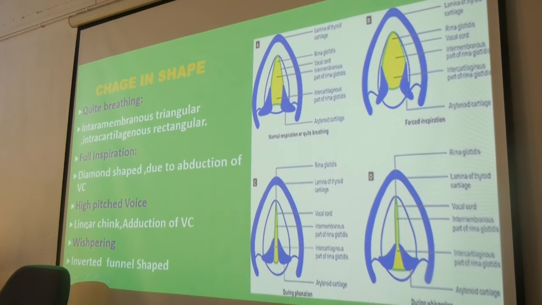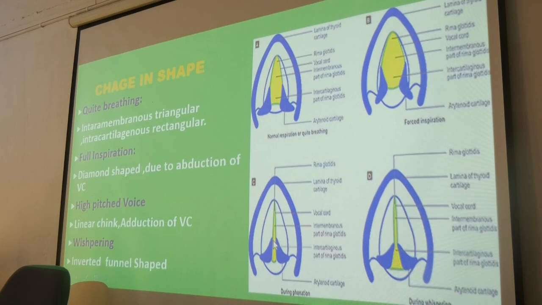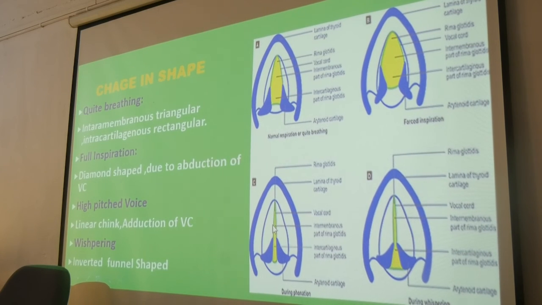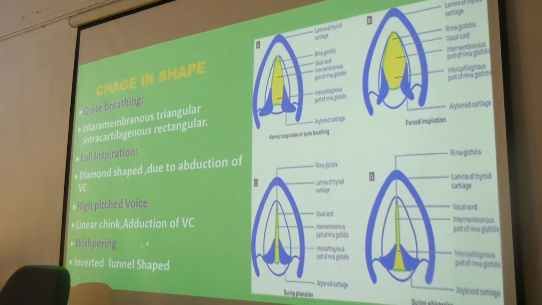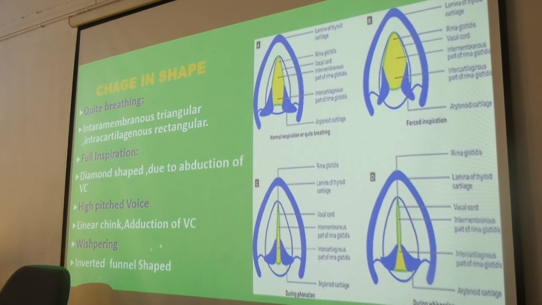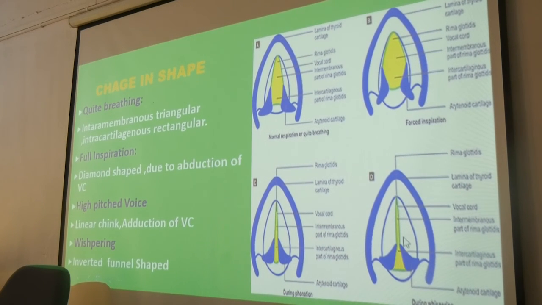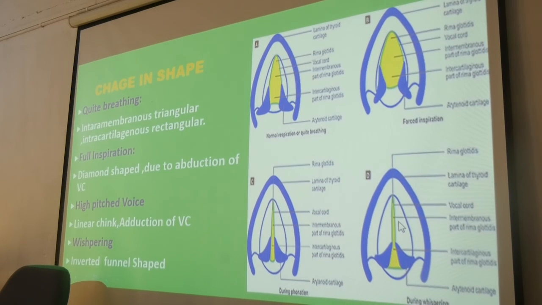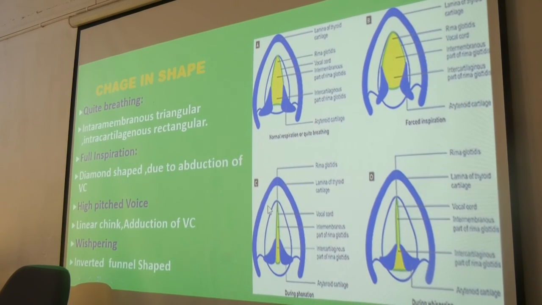High pitched voice, what will happen? Linear chink, due to adduction of the vocal cord. So during phonation, if someone makes a very loud sound, then it will look like a linear chink. And whispering, what will happen? Inverted funnel shape. See, this part is large, this part is small. So this thing you have to explain if this comes.